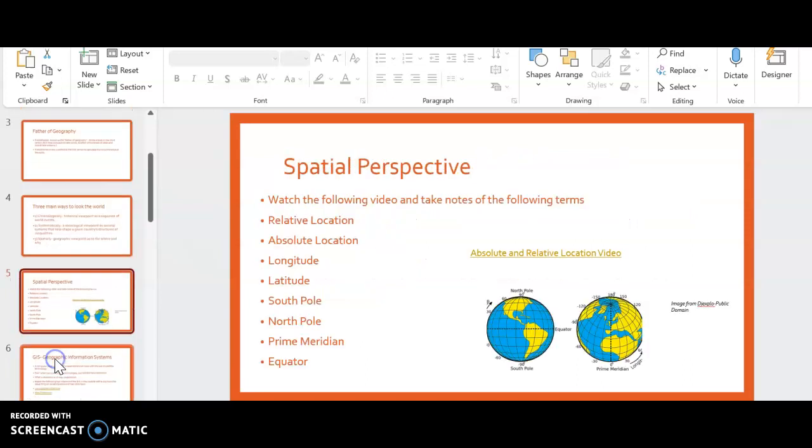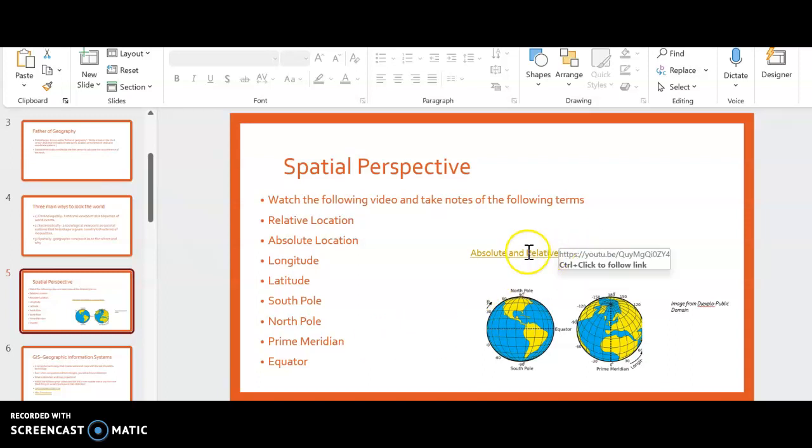The next thing that we're going to cover are those spatial perspectives. So you need to know what relative location is, what absolute location is, what lines of longitude are, what lines of latitude are, where the South Pole is, the North Pole, prime meridian, equator. You also need to know in there where the Tropic of Cancer is, the Tropic of Capricorn, the Arctic Circle, the Antarctic Circle, the North Pole, the South Pole. So really important that you know where those locations are for our midterm exam.